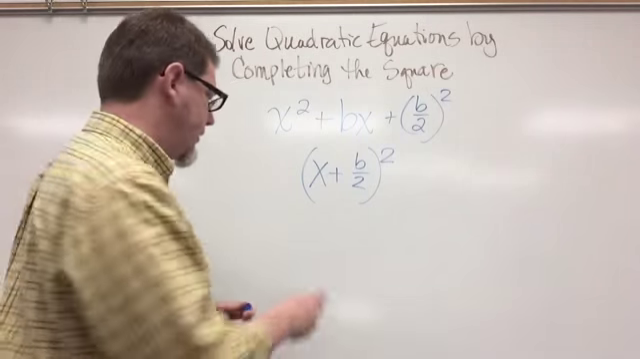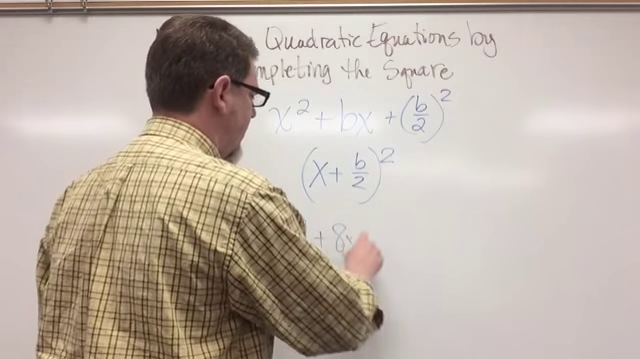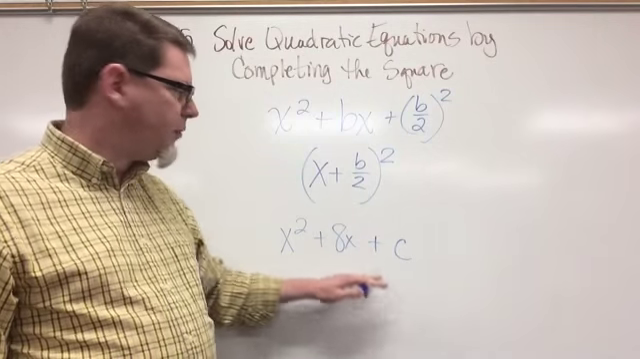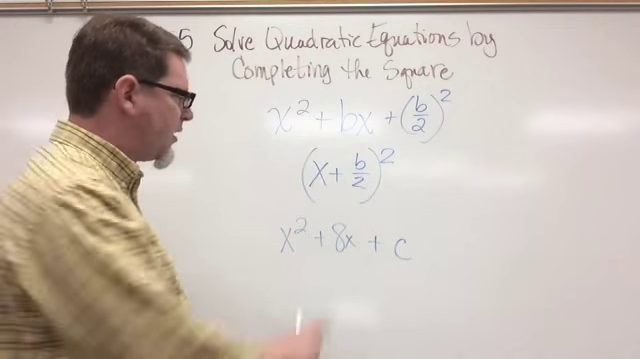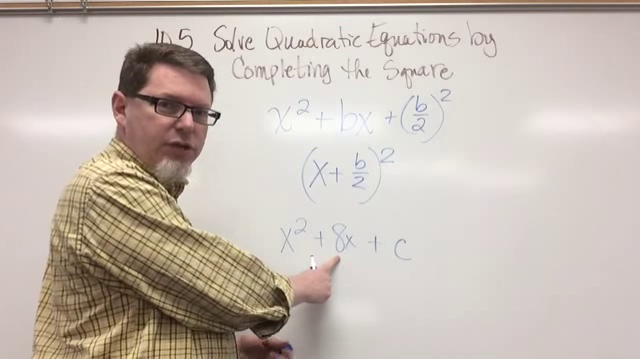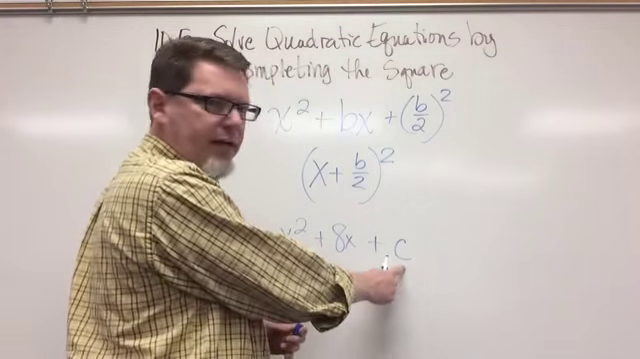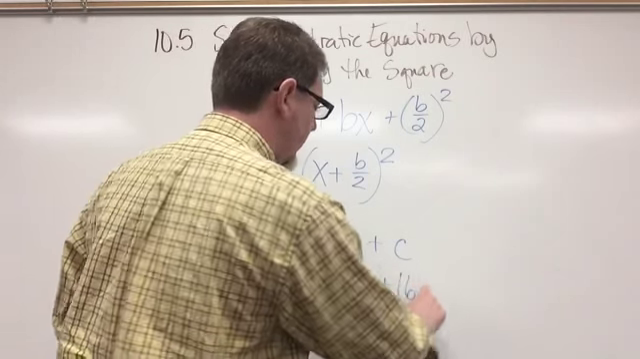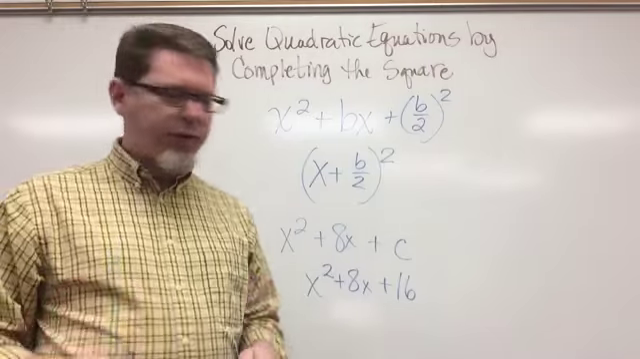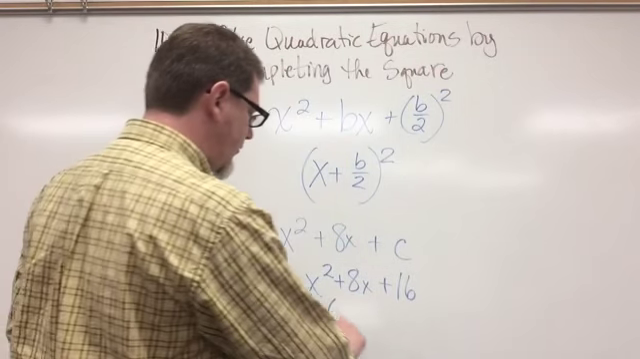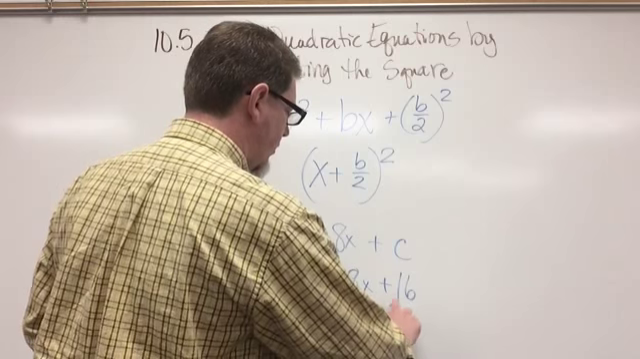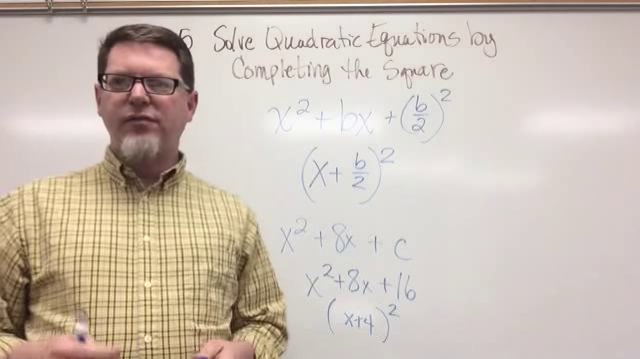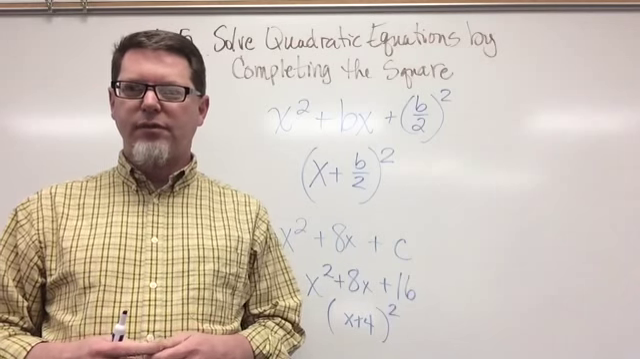Let's start with x squared plus 8x plus c. Well, what does c have to be in order for me to make a perfect square trinomial? So I take half of b, half of 8, which is 4, and I square that 4 and I get 16. So I would get x squared plus 8x plus 16 to give me the completion of the square, and then to factor that, it's x plus 4 squared. And we're going to use the factored form to help us find the solutions to our problems.